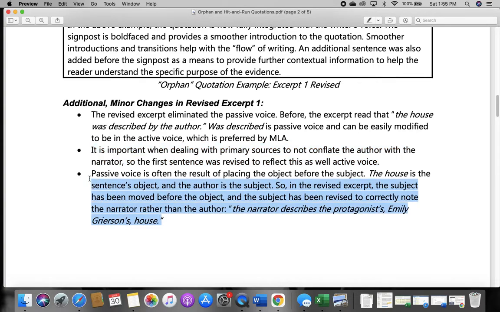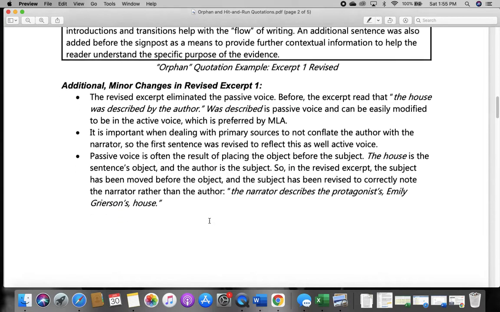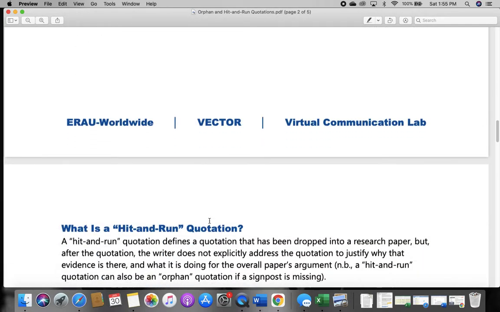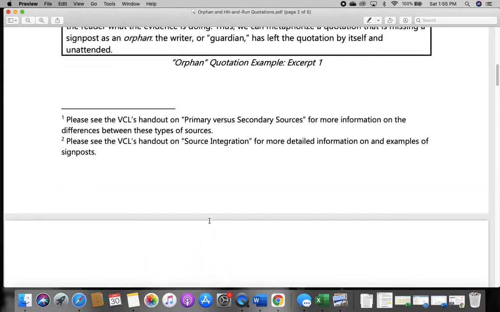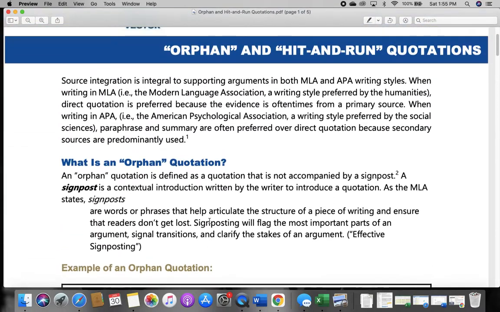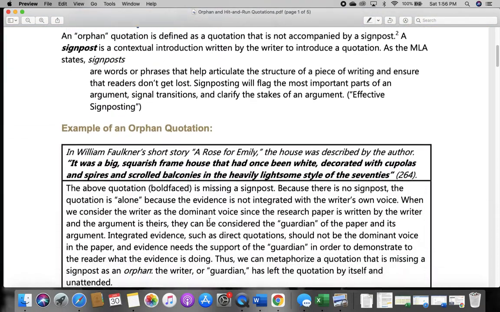And then I talked more about passive voice and how that's achieved, which has to do with the position, or what we would call the syntactical placement of the subject and the object in the sentence, right? The house is the object, the author is the subject, right? So I talk about how I grammatically or syntactically changed that. Okay, so if I say you have an orphan quotation, that's what I mean.